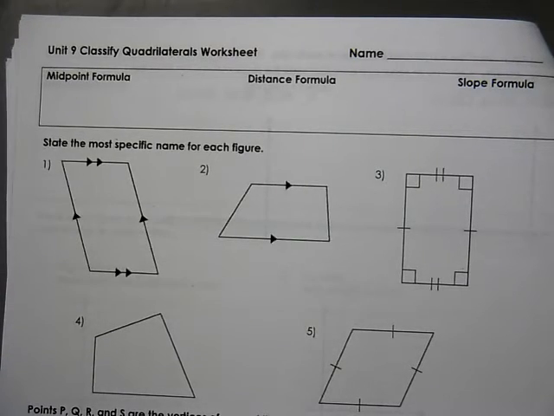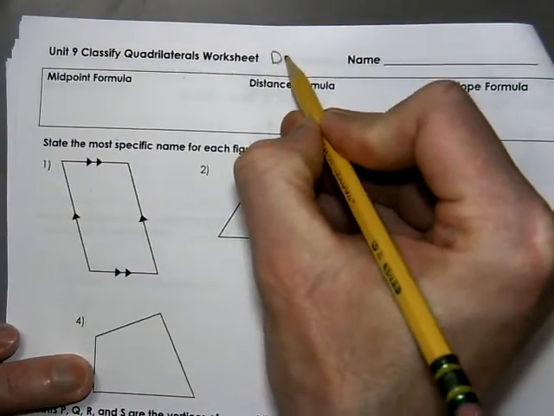This is Geometry, Unit 9, Classifying Quadrilateral Worksheet. This is from Day 7.